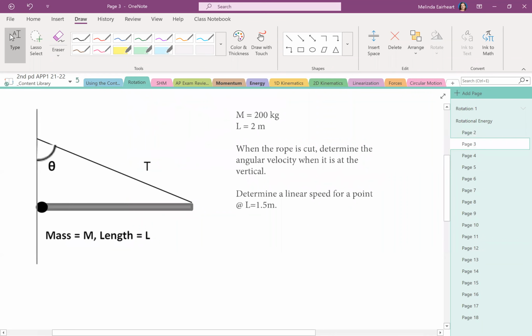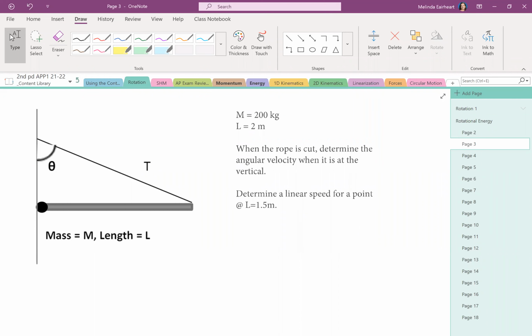We've seen this picture before, but now we're going to take an energy point of view. And so we've got this sign, hanging sign or drawbridge, whatever you want to call it. When the rope is cut, determine the angular velocity when it is at the vertical. So maybe there's a wall and it's just before it hits the wall. Maybe there's not a wall and it's just hanging straight up and down. What's that angular velocity as it swings through?